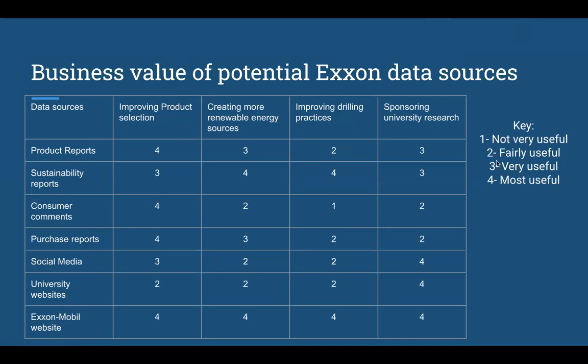So the key on this side: if it's labeled a 1, it's not useful. 2 is kind of useful. 3 is very useful. And then 4 is going to be the most useful. For instance, a product report, we decided, is very useful for improving product selection. It'd be pretty useful for creating more renewable energy sources, kind of useful for improving drilling practices, and then again, pretty useful for sponsoring university research. As we go down the list, these different data sources have different levels of usefulness in regards to these different metrics at the top.